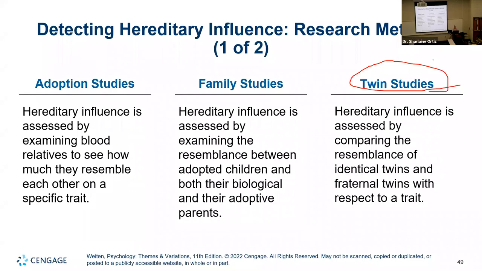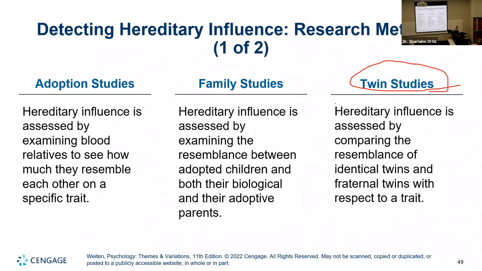Whereas with fraternal twins, there were two separate ovums and there were two separate sperm that actually were inseminated, and therefore they're basically siblings, right? They just so happen to be fertilized at the same time, and therefore pregnancy occurred at the same time. So they don't share the same exact genetic material, I should say, just like you would in your sibling.